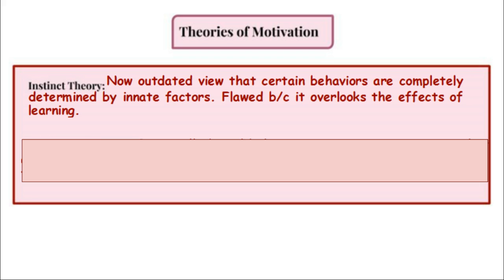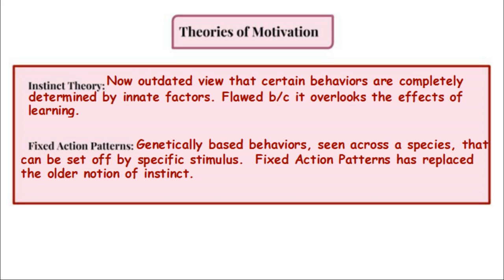So, theories of motivation. There's the instinct theory. This is kind of an outdated view, but it's the idea that certain behaviors are completely determined by innate factors, meaning that we're wired in the DNA to do these kinds of things. The reason we refer to it as outdated is because there are flaws to it, because it overlooks the effects of learning. Learning is really important here, but a lot of times when we look at this instinct theory, we look at things like the fixed action patterns, and that might be genetically based behavior that's seen across a lot of species. Fixed action patterns has replaced the older notion of the instincts. So you can jot that down.